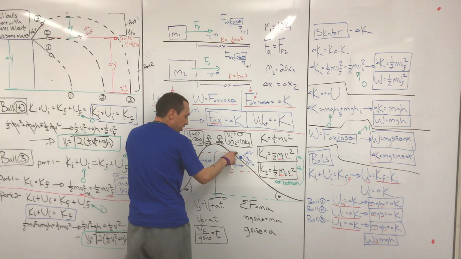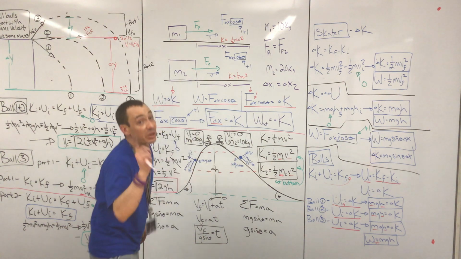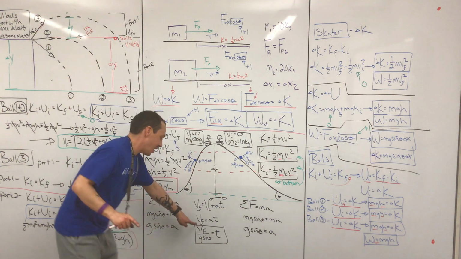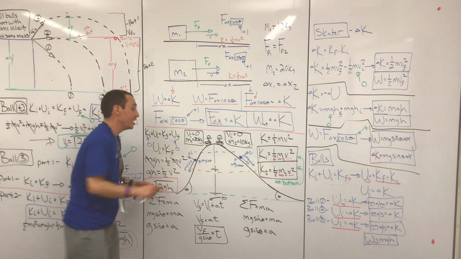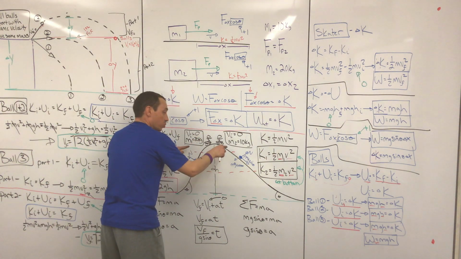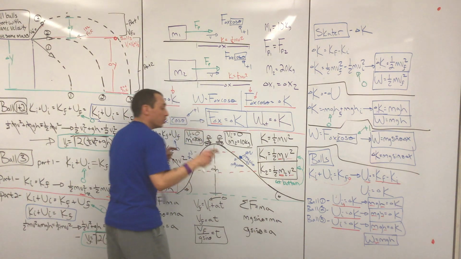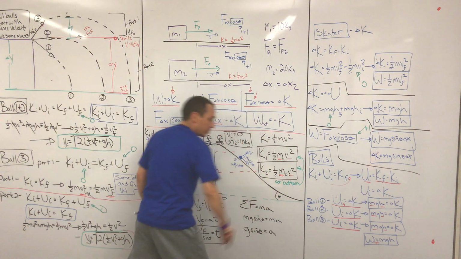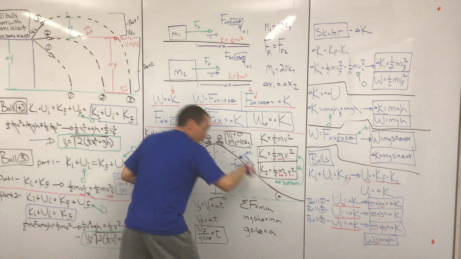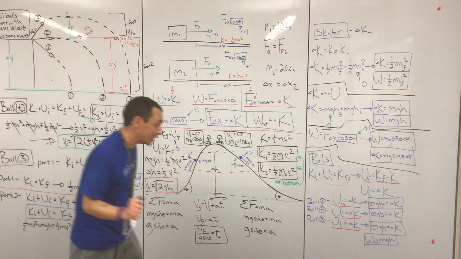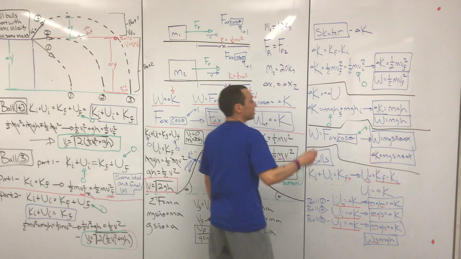So when they both reach there, they'll be at the same speed, but will they reach there at the same time? We're going to talk about that, okay? They will not reach there at the same time, but when they both get to those heights, they'll be at the same speed. They won't reach the bottom at the same time, but when they both get there, they'll be at the same speed, okay? We'll talk about that in a second.